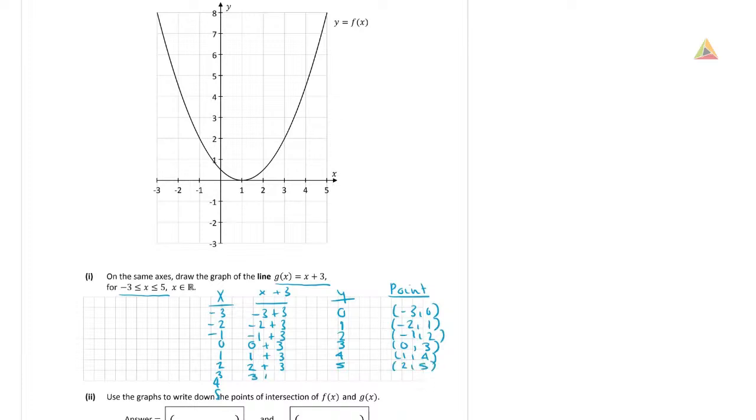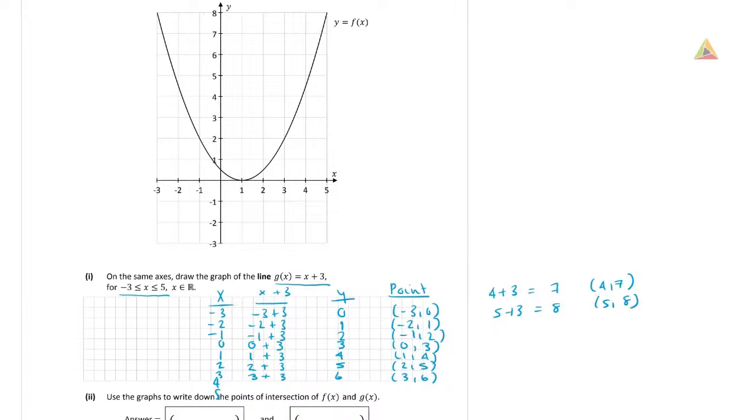Then I have 3 plus 3. 3 plus 3 is 6. So my next point is 3, 6. I'm going to continue the rest up here. So my next point is 4, so 4 plus 3 is 7. So my next point is 4, 7. And my final point is 5 plus 3. That's 8, so my point is 5, 8.